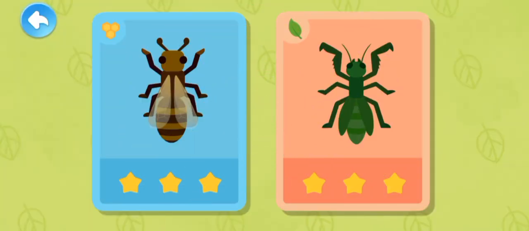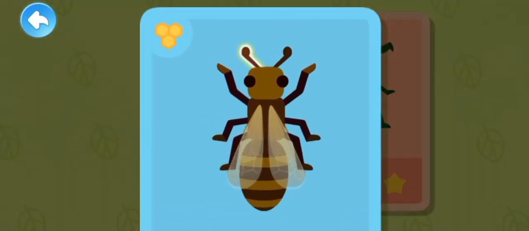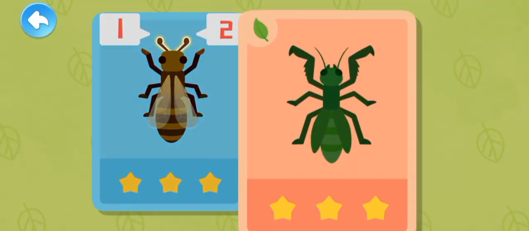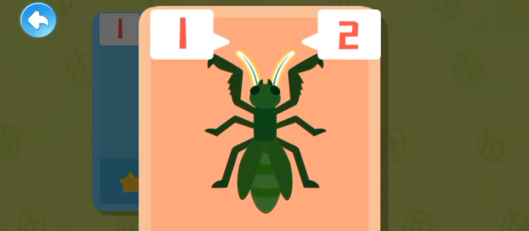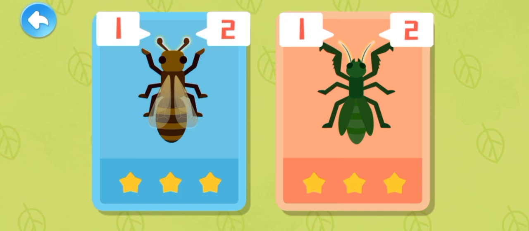Let's count how many antennae they have on their heads. 1, 2. 1, 2. They both have 2 antennae on their heads.